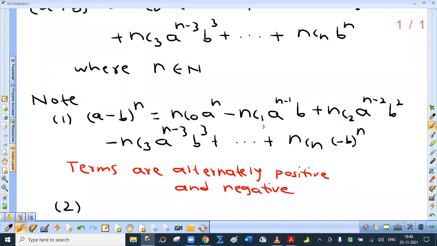And at the same time, index of b increases by 1. Full stop. Sum of the indices of a and b in each term is n.